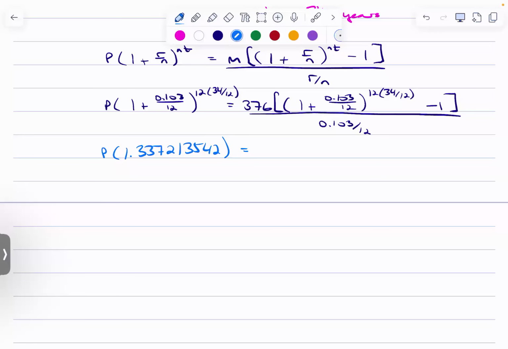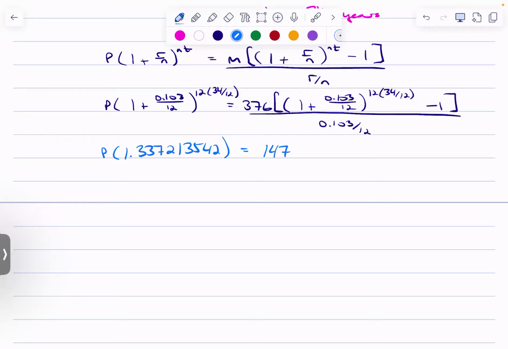0.103 divided by 12. Now, if you're doing all of this in the numerator divided by 0.103 divided by 12, you want to make sure that you use brackets around the 0.103 divided by 12. Otherwise, it might jump out, which is effectively multiplying by 12, which you don't want to do.